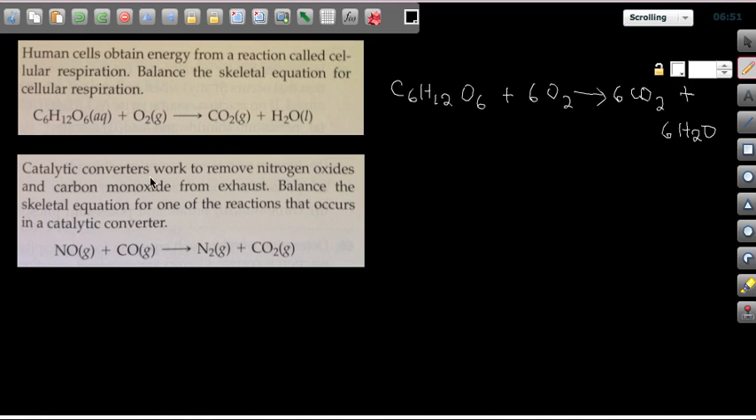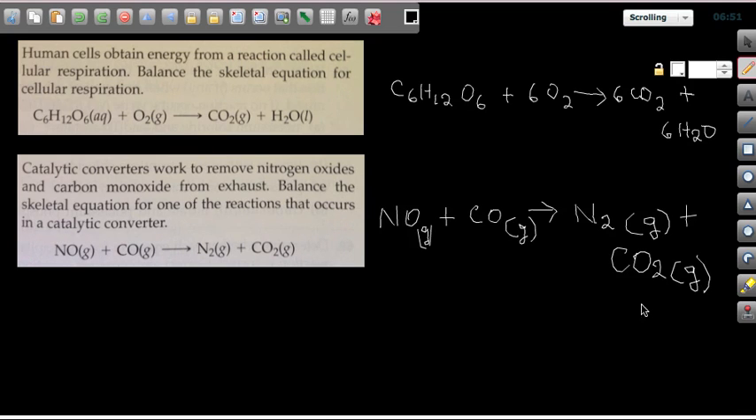Catalytic converters work to remove nitrogen oxides and carbon monoxide from exhaust. Balance the skeletal equation for one of the reactions that occurs in a catalytic converter. So we have 2 nitrogen here. So how about putting 2 here? So nitrogen's balanced. Well, I have oxygen here and here. Let me see if carbon is also balanced. So it's time for me to look at oxygen seriously. I have 2 oxygen here. I have 3 oxygen here.